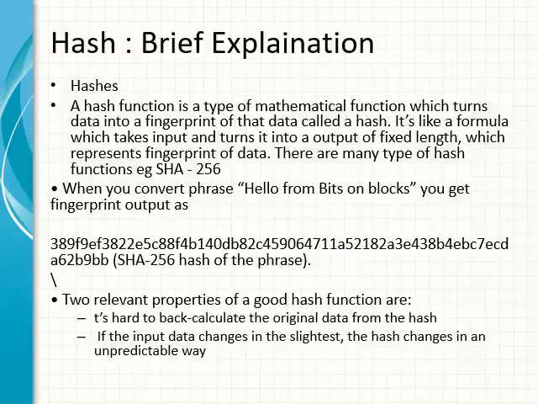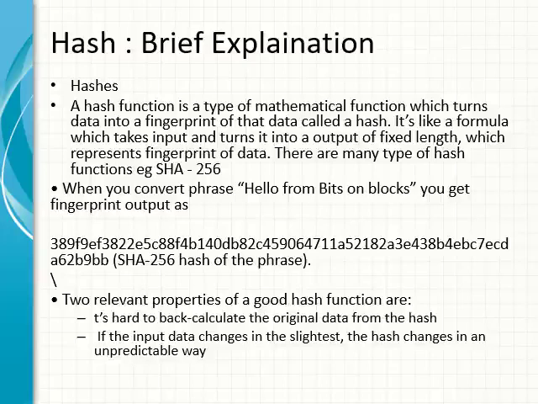So we will learn more about the hash. Hash is a type of mathematical function which turns data into a fingerprint of that data, called a hash. This mathematical function will take data as an input, and it will convert that data into the hash value. So it is like a formula. It takes the input and turns that data into an output of a fixed length, which represents the fingerprint of the data.